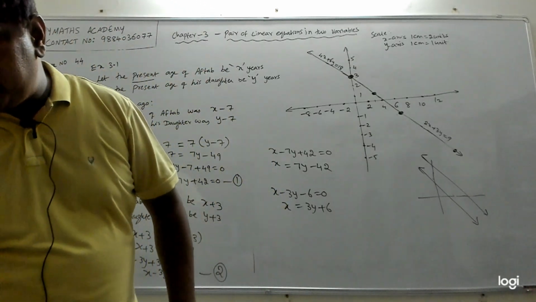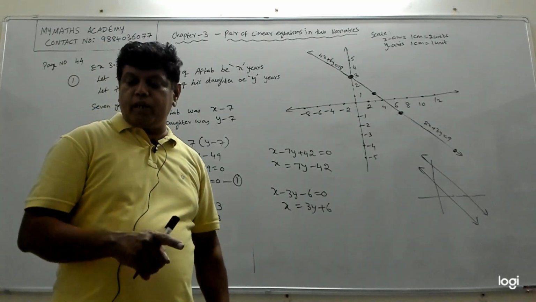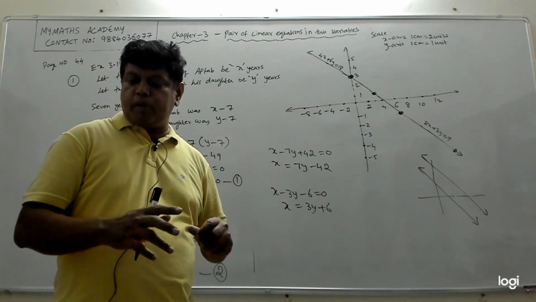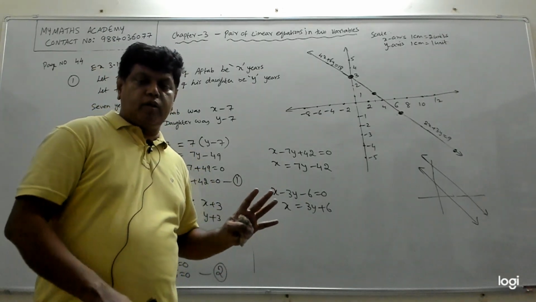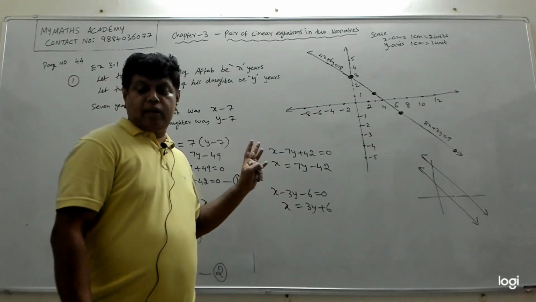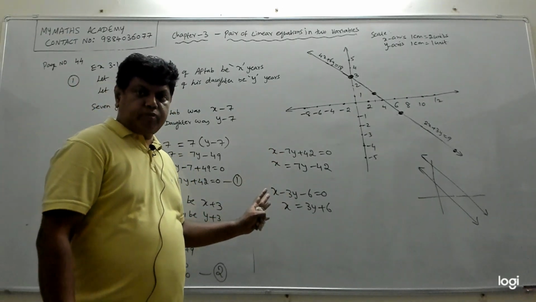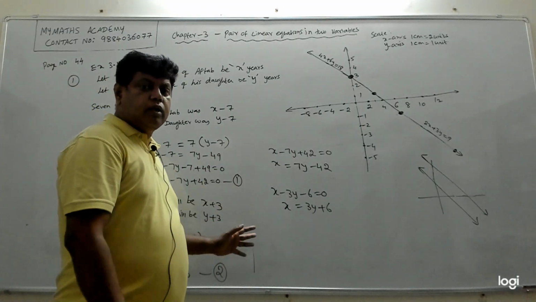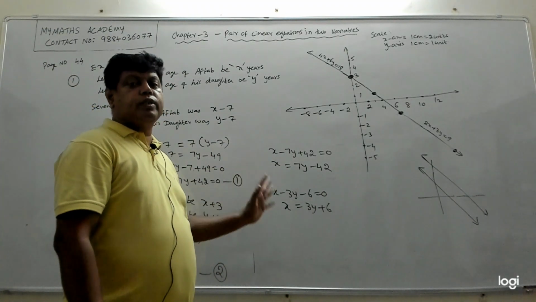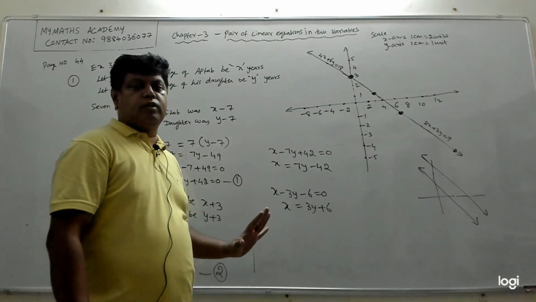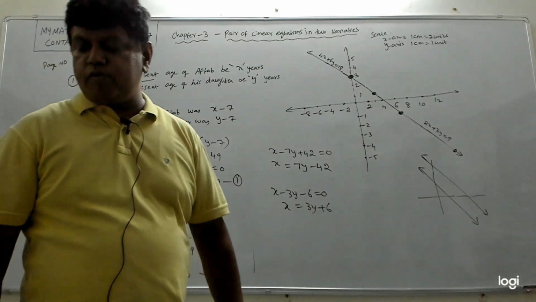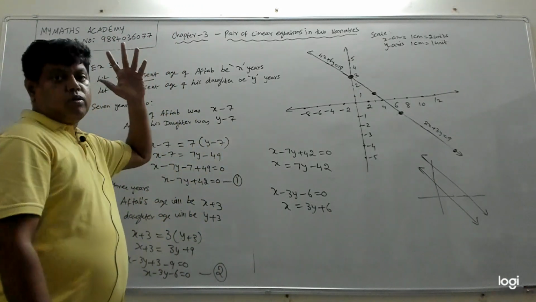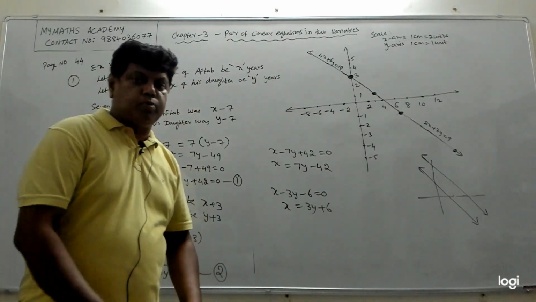Fine. So you can try problem number 2 and problem number 3 in exercise 3.1, which are similar. You need to read the question carefully and form the equations. Once you form the equation, algebraically you have represented the situation. Then draw the graph for those two equations. Fine. So you give it a try. If you have any doubts, you can WhatsApp me. I will try to answer as much as possible.